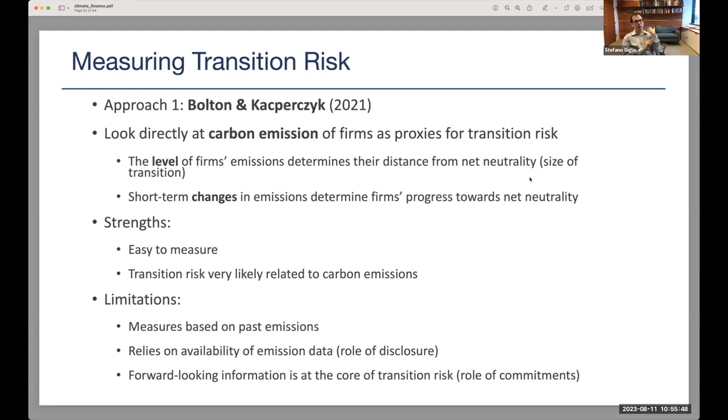Of course, it relies on the availability of disclosure data, and it is not really forward-looking, right? Because you may have a firm which is very polluting, but they already have a plan in place to cut their emissions. Well, in that case, the current emissions might not be a very good proxy for the true climate beta. So it's imperfect, okay? But everything in the world is imperfect, so we're going to take it as it is.